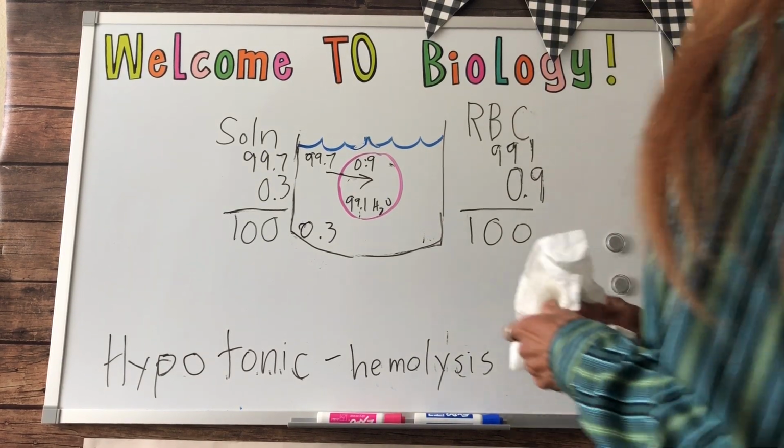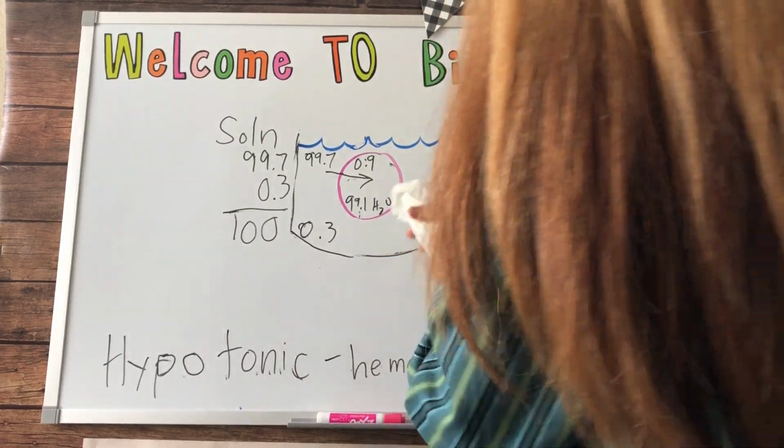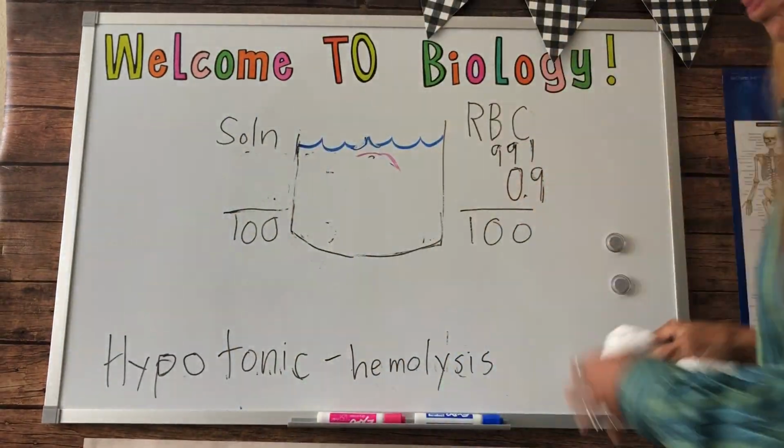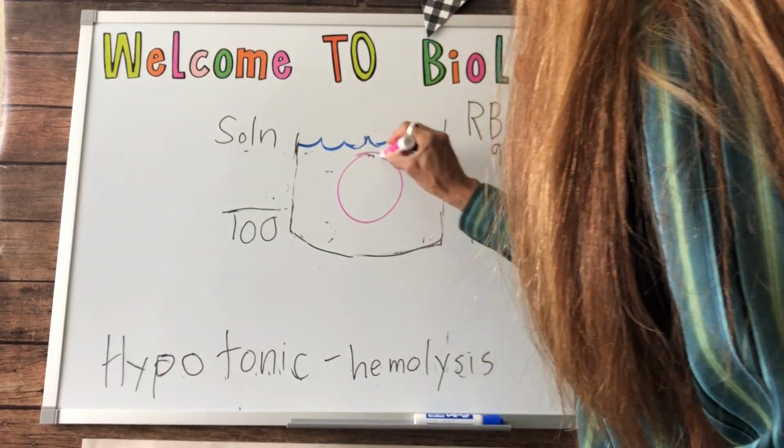Okay, so that's the second condition, hypotonic. Now, there's one more, of course, isotonic. I'm just going to erase all this here and this stuff here. I don't need to do anything about the red blood cell because red blood cells don't change. I put my red blood cell back in here.